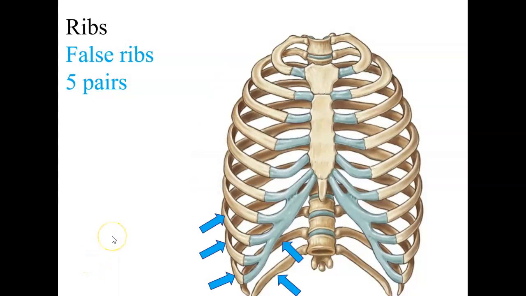False ribs, we have 5 pairs of false ribs. The first 3 pairs of false ribs up here are considered false ribs because they each connect in together and then they have a connection into the sternum. They don't have their own direct connection, so therefore they're considered to be false ribs. The last 2 pairs of false ribs don't even connect to the sternum, and they have a special designated name called floating ribs. They're not floating around, they are anchored and connected, but they do not have a direct connection into the sternum.